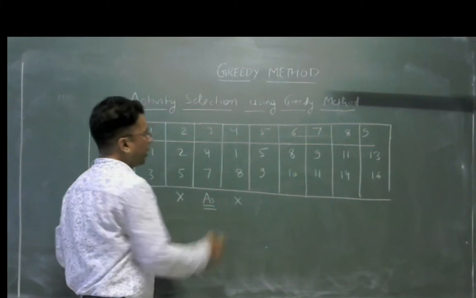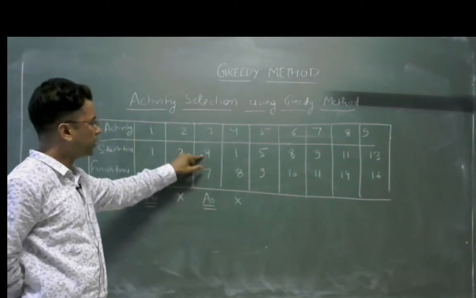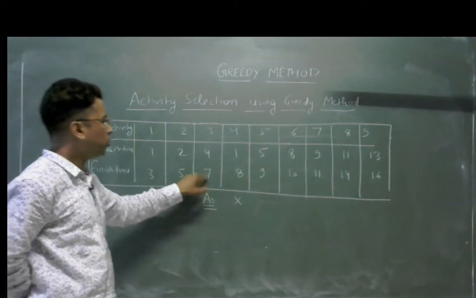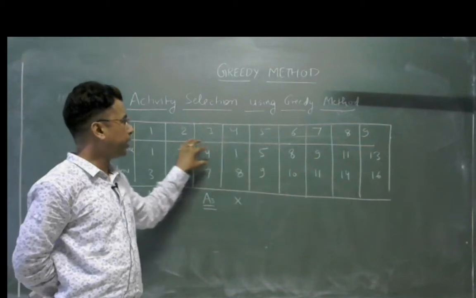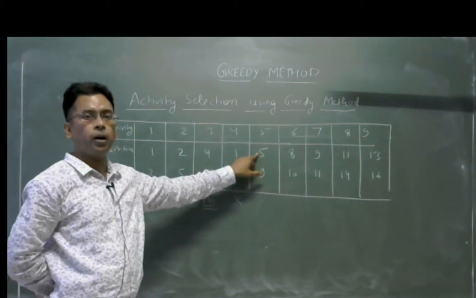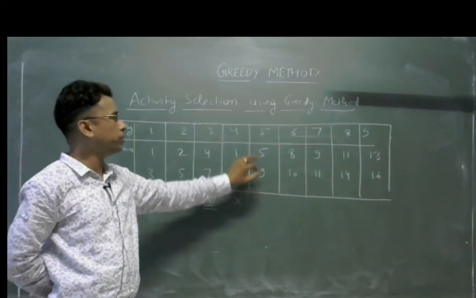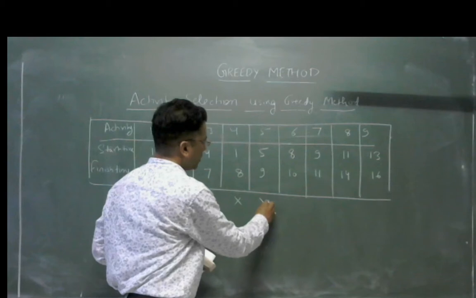Okay, after selecting A3, its time span is from 4 to 7. So activity 5 lies in between. This one starts in between, so this activity will be aborted. It will not be chosen, so we shall cancel that activity.